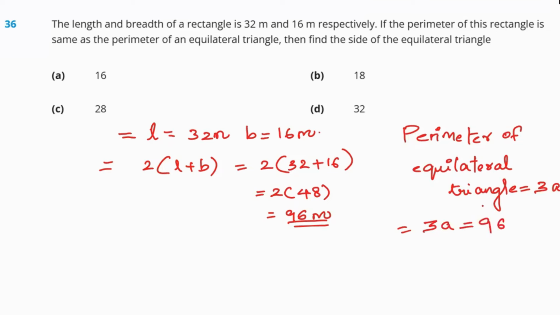Here the perimeter of the equilateral triangle is equal to the perimeter of the rectangle, which is 96. So 3a is equal to 96. From that, we will get one side of the equilateral triangle, a, as 96 divided by 3, which is a equal to 32. So one side of the equilateral triangle will be 32 meter. So the correct option is option D, that is 32.